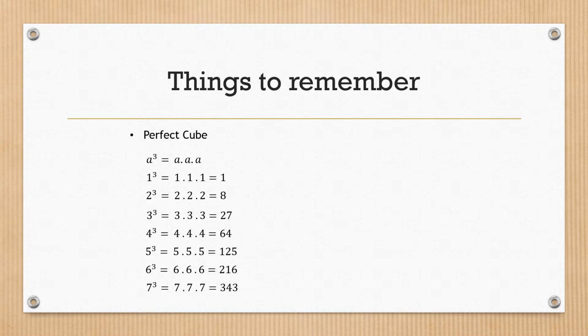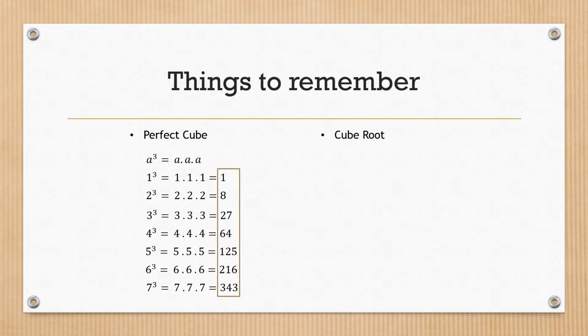8 cubed is 8 times 8 times 8. Find out how much that is, because later we will use it. Then 9 cubed is 9 times 9 times 9. You can use your calculator. 10 cubed is 10 times 10 times 10, which is 1,000. So take note of those perfect cubes. These numbers are the result of cubing a number, and the result is a perfect cube. Please be familiar with them and, if you can, memorize all those perfect cube numbers.